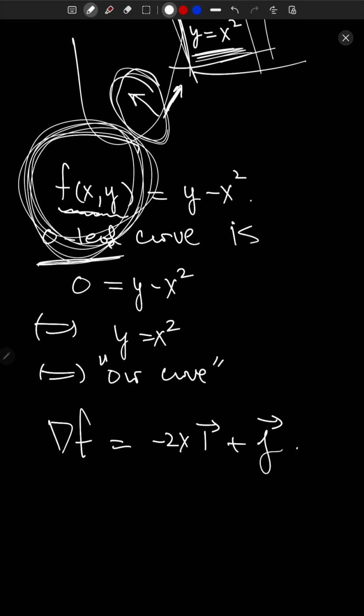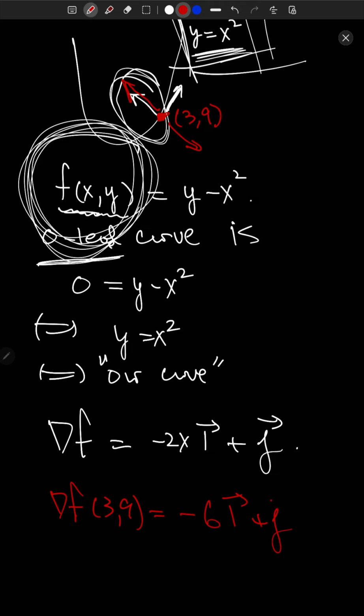So that tells me, if I'm at a point, let me actually do a real point. So let's say I'm at the point 3 comma 9. Then what's this vector right there, or the opposite direction? Again, you have to think about which direction your gradient points in. But in either case, they're both normal to the curve. So what would the normal direction be? Well, it's equal to minus 6i plus j.